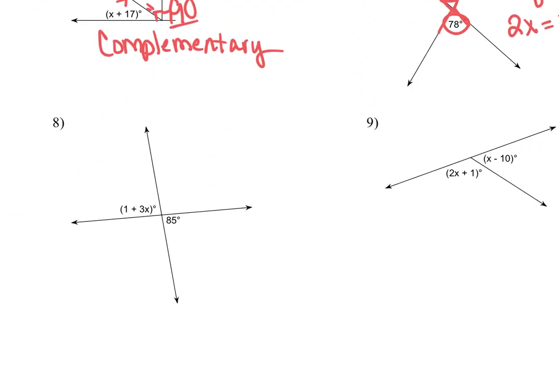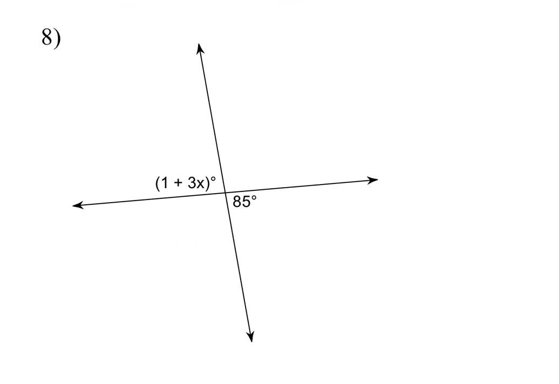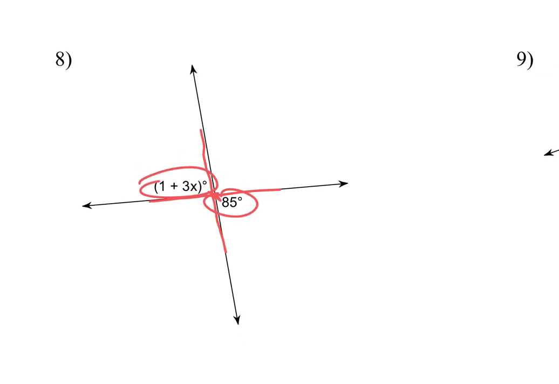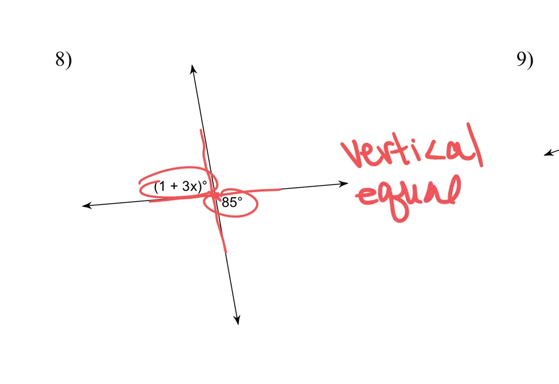And then, looking at this one again, okay, we've got two lines that are crossing. They are across from each other. Okay, they have the same vertex, but they are across from each other. So these are also going to be vertical angles. Vertical, again, ends in A-L. So we would set them equal to each other. So we would have 1 plus 3x, that's the first angle, equals 85.